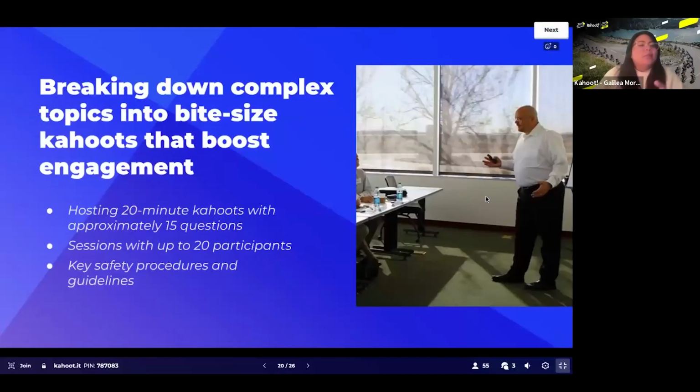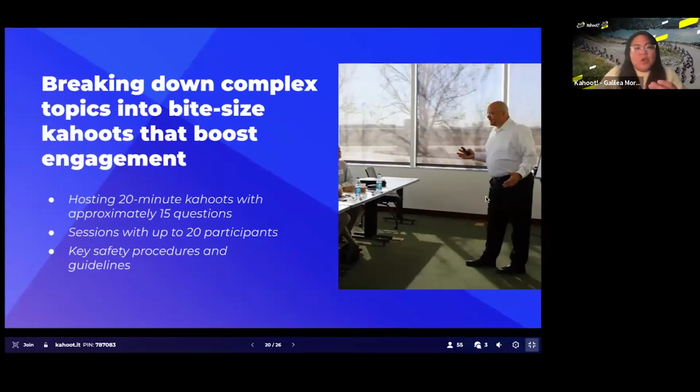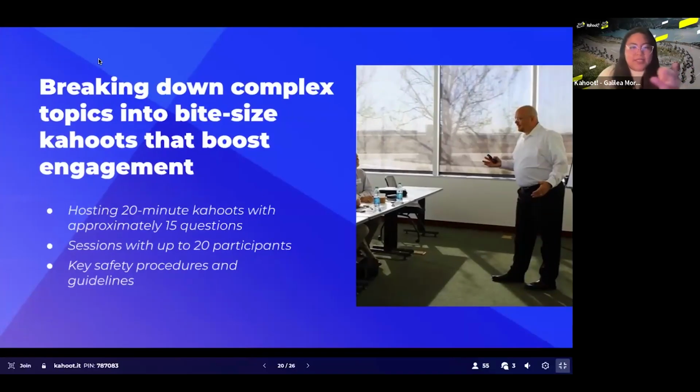Breaking down those complex topics into bite-sized Kahoots is a big piece to how they boost engagement, right? So in his write-up here, he talks about how instead of deploying maybe one large chunk of content, he breaks it down into maybe 20-minute Kahoots that include a mix of content and questions, making it a little bit more accessible for people to remember, letting a little bit more time to exist in between for the audience to digest the information. It includes multiple choice quiz questions to break down these tricky topics.